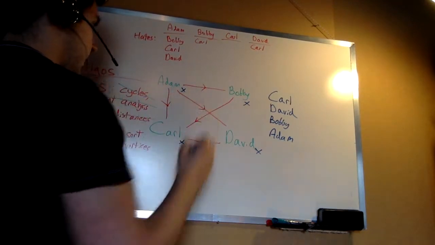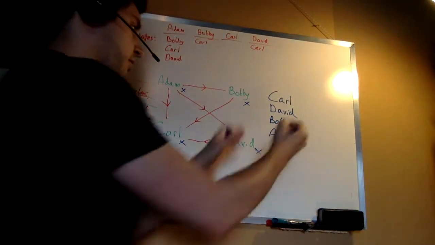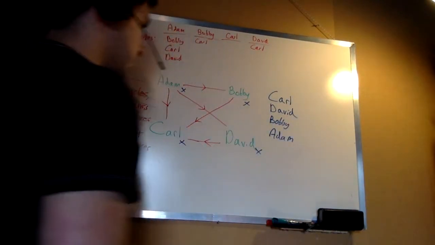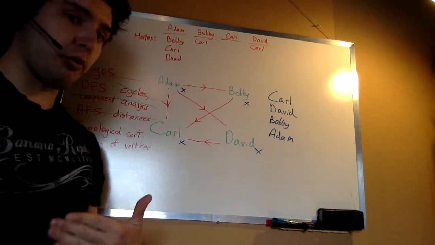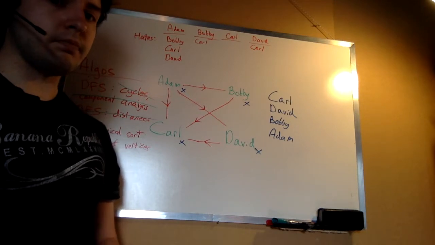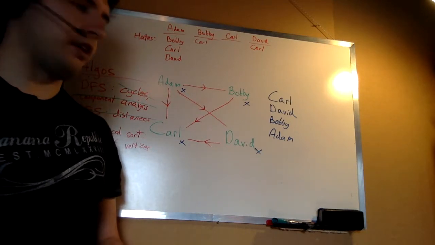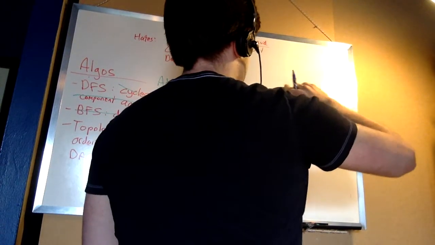Oh, okay. So you see this now? Well, this is once we flip this. Topological sort gives us the ordering of the vertices in reverse order. So we'd have to flip this before we could consider it topologically sorted. So I'll just do that now. So Adam's first, and then Carl's at the end.